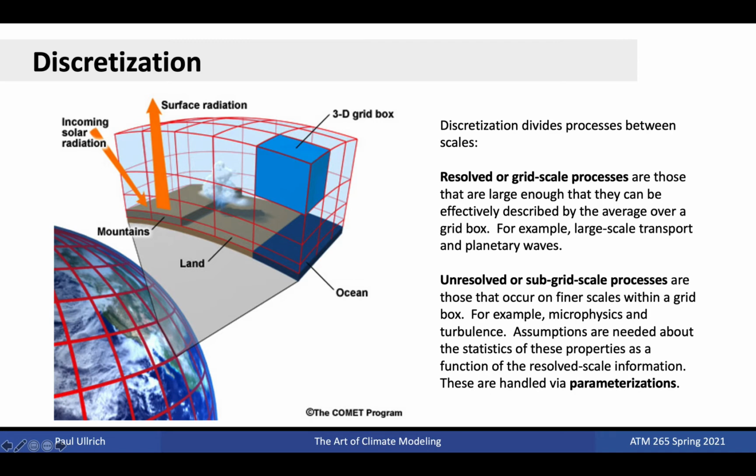are resolved, including those that are at or larger than the grid scale, and those that are unresolved, which includes those that occur on spatial scales below the grid scale. The processes that are unresolved are handled by the model's parameterizations, which are statistical or theoretical approximations to the unresolved processes based on the resolved scale information.